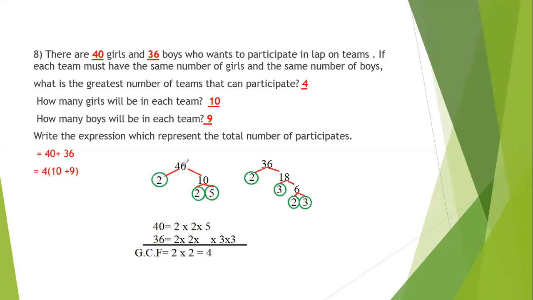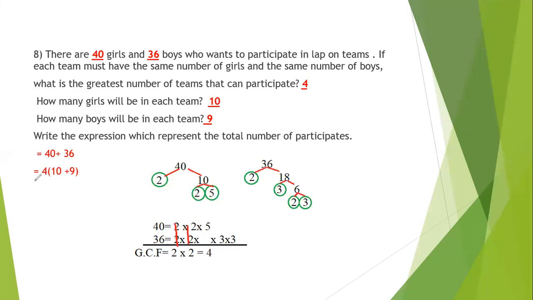40, I can get it by multiplying 2 by 10, and 10 is 2 by 5. 36 is 2 times 18, and 18 is 3 times 6, 6 is 2 times 3. Now let's write the prime factors of 40: 2 times 2 times 2 times 5. Prime factors of 36: 2 times 2 times 3 times 3. The GCF is 2 times 2, which is 4.